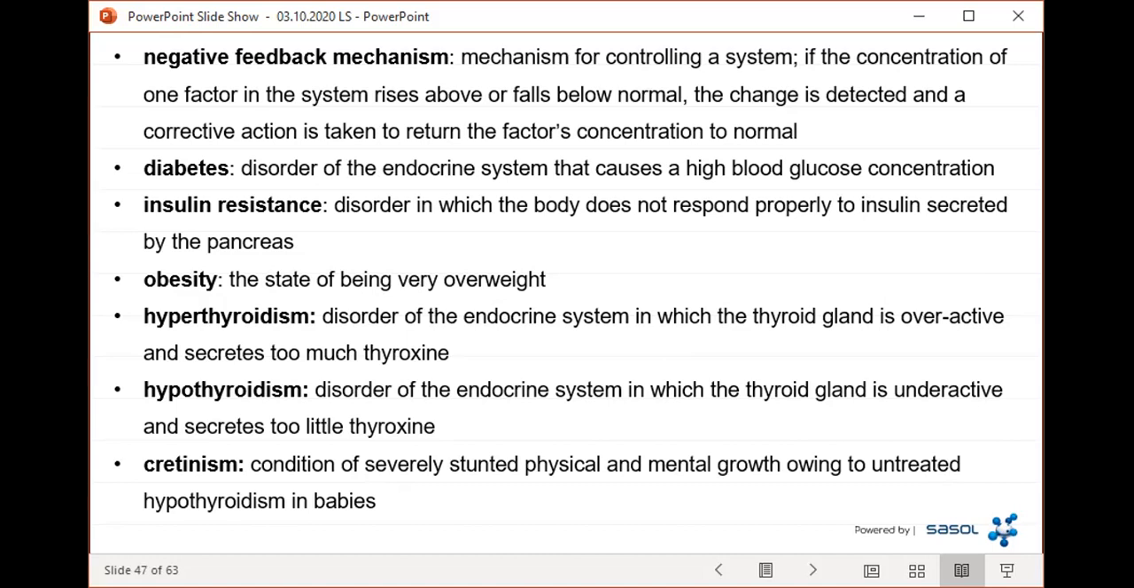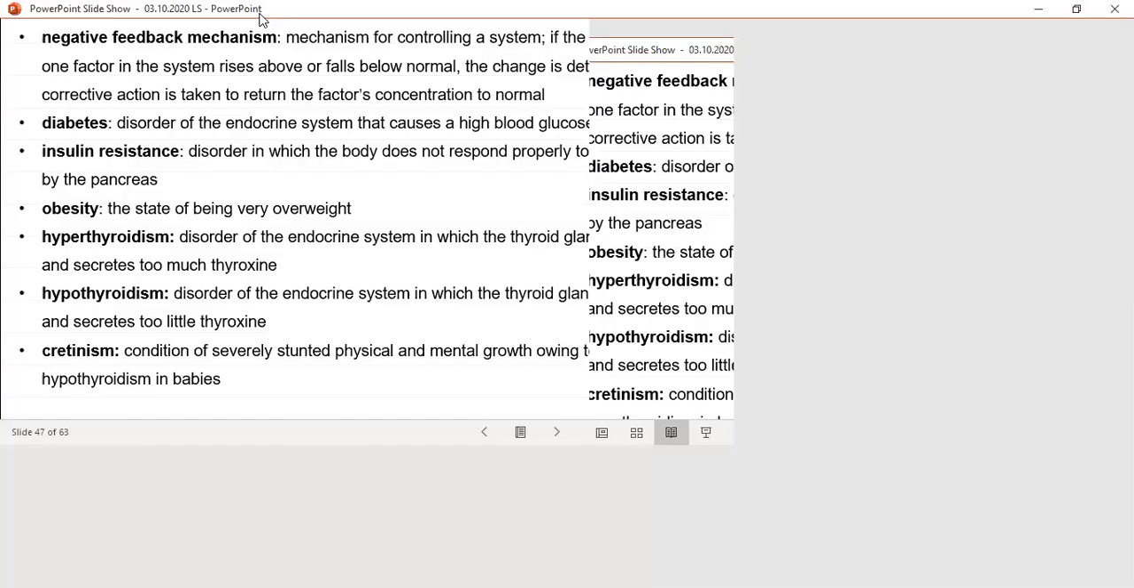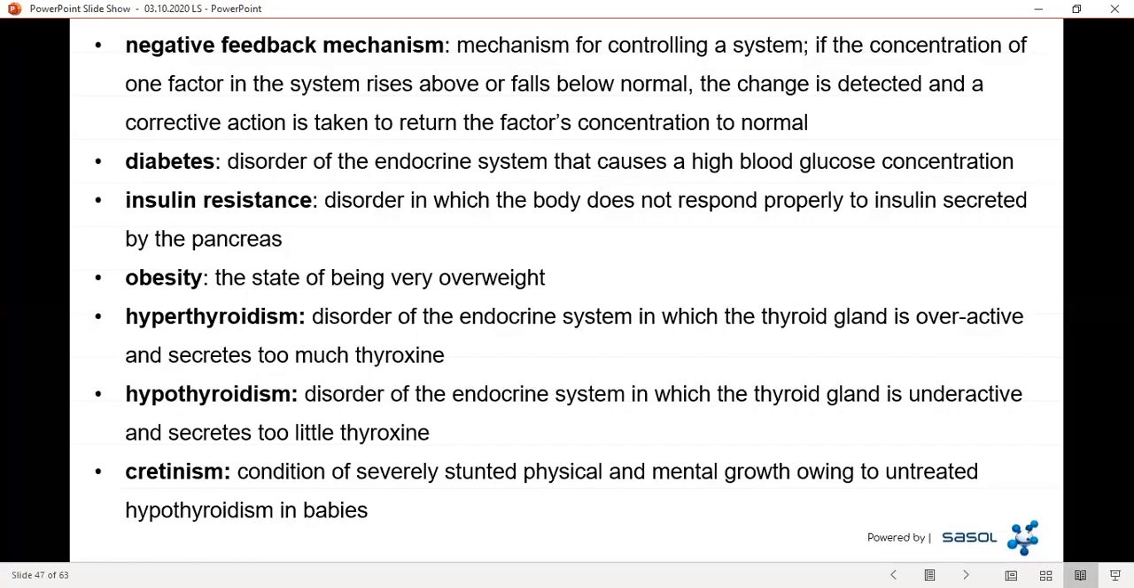Hyperthyroidism is a disorder of the endocrine system in which the thyroid gland is overactive and secretes too much thyroxine. Then we have hypothyroidism, a disorder of the endocrine system in which the thyroid gland is underactive and secretes too little thyroxine. Then cretinism is the condition of severely stunted physical and mental growth, which is owed to untreated hypothyroidism in babies.